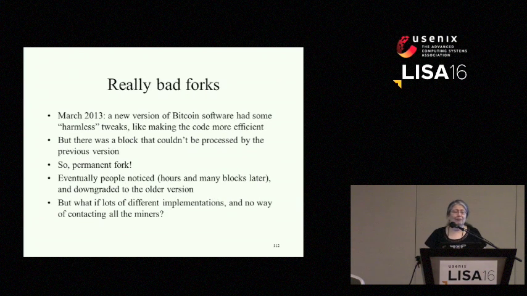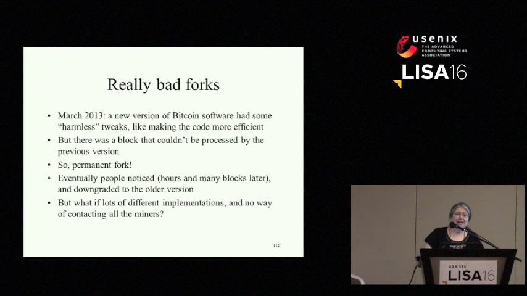So there was an example of a really bad fork where some people made new versions of the software that had harmless tweaks in it. But unfortunately, that meant that there was some sort of block that looked valid to the new code and didn't look valid to the old code. So the ones running the old code just completely ignored the blockchain that had the invalid looking block in it, no matter how long it got. And this would have lasted forever, except, luckily whoever is managing this noticed it within just a few hours.